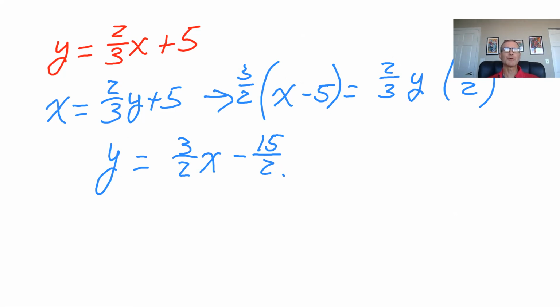This ends the recorded lectures for section 6.2 and the idea of inverses of functions.